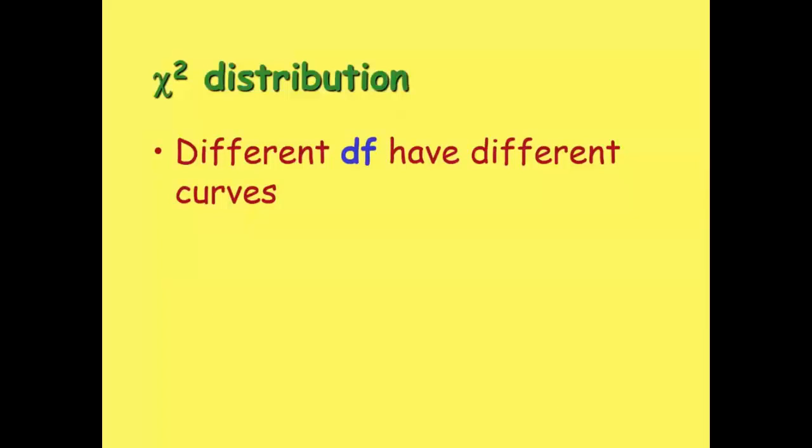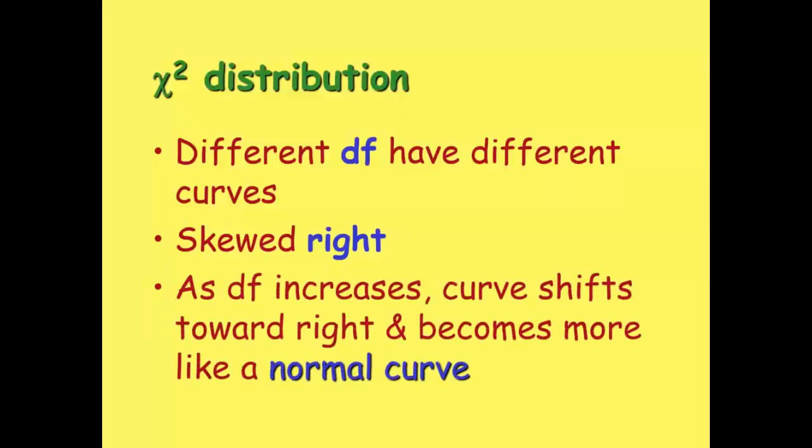So one idea to get across is that the different degrees of freedom have different curves, and so the probabilities are going to change depending upon how many parameters or how many degrees of freedom there are. Generally, it is a skewed right distribution. Again, as you get higher degrees of freedom, then your curve approaches more like a normal curve.